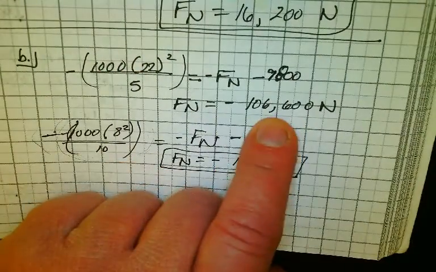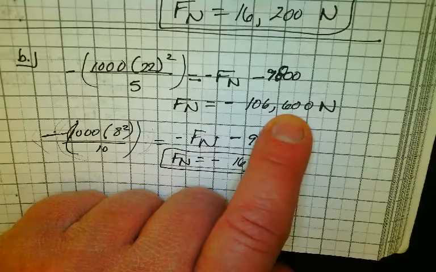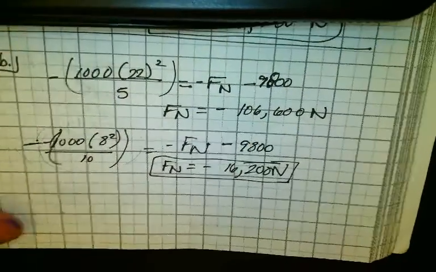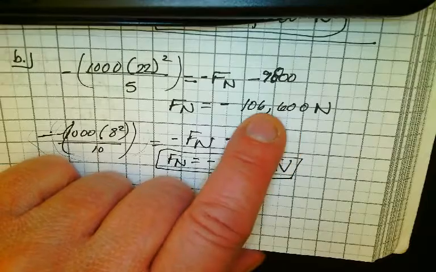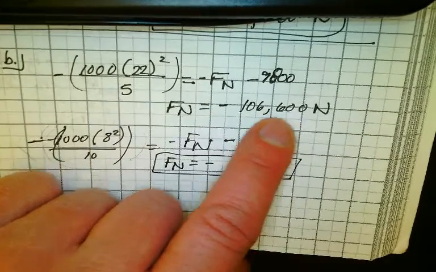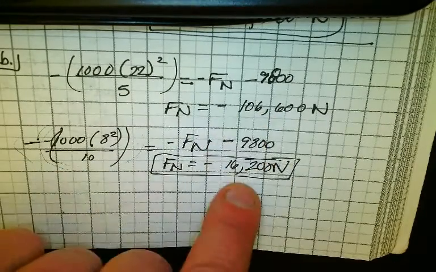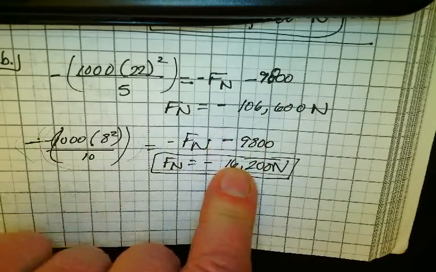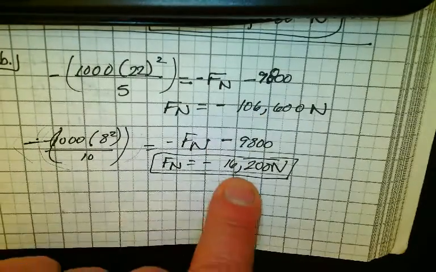So here is the other one. You're going to get 106.6 if you chose 100. I chose 1,000. But the thing that we're going to do is compare them. What do you notice between these? If you take this number divided by that number, what do you get?